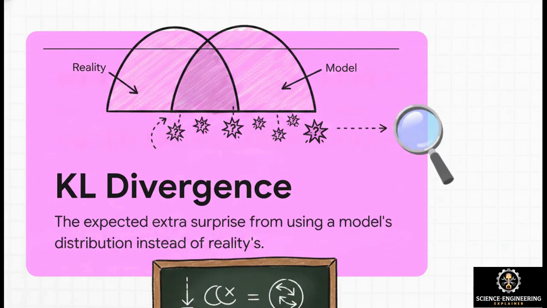Let's strip away the intimidating jargon for a second. KL divergence is really just the measurable extra surprise that represents a model's error. Since the underlying entropy of human language is a fixed constant completely beyond the model's control, minimizing cross-entropy is mathematically identical to shrinking this KL divergence. You're basically just forcing the model's distribution to perfectly match reality's distribution.